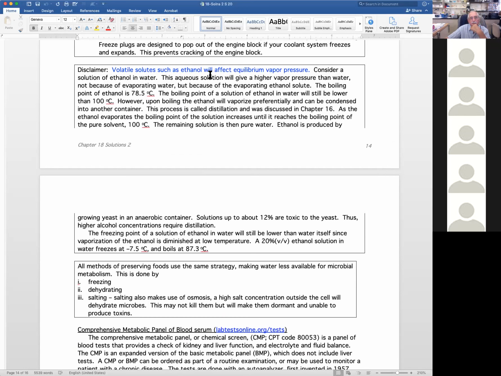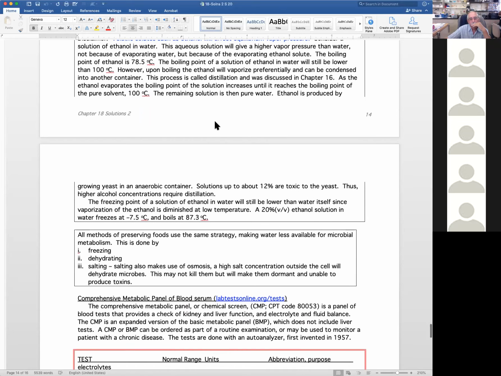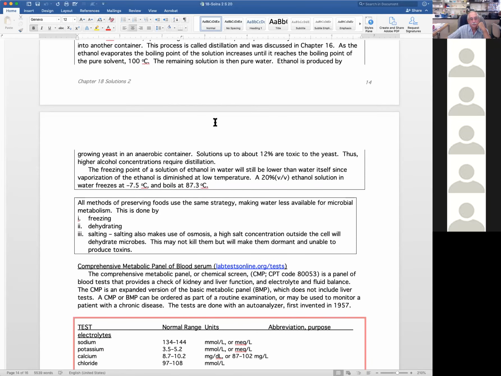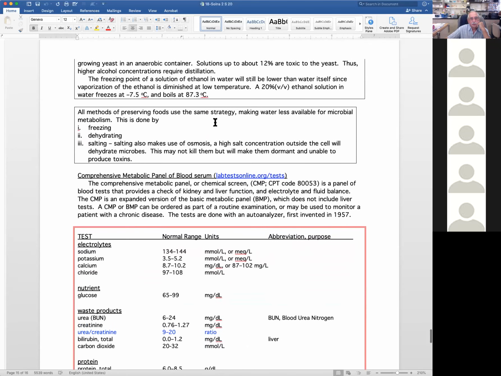Volatile solutes like ethanol will affect equilibrium vapor pressure, of course. Anyway, there are some differences. And here I was just talking about how all methods of preserving food use the same strategy: make water less available for microbial growth. Freezing, dehydrating, salting. What does salting do? It uses osmosis. You suck the water out of those microbes and they can't grow, they can't metabolize, they can't make toxins.